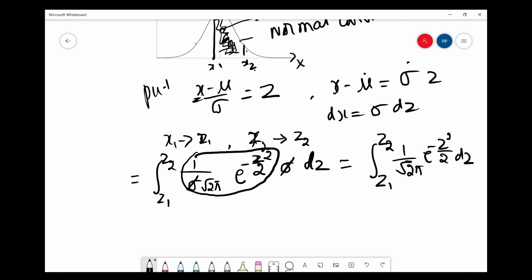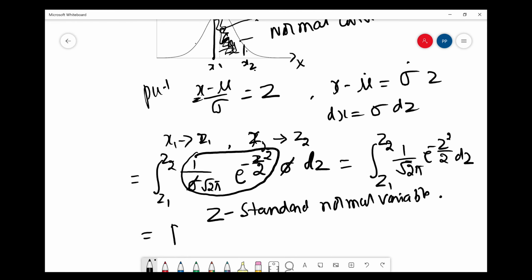And z is called the standard normal variable. This is nothing but the probability on the interval z1 to z2 in the standard normal variable z, where z is nothing but x minus mu by sigma.